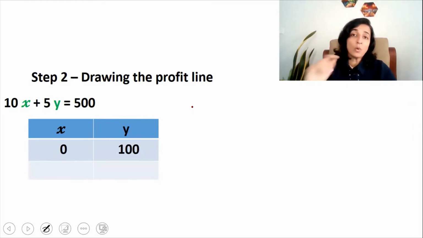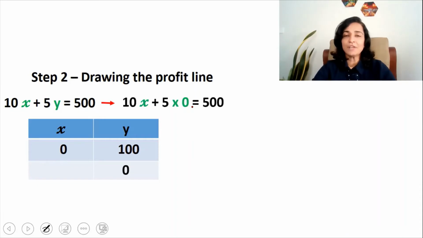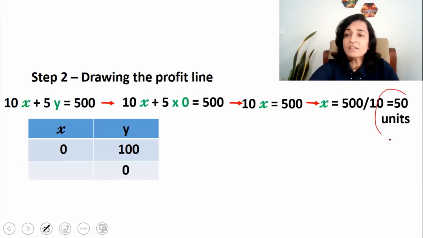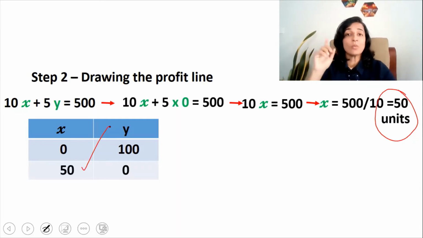Now we have to assume when Y is equal to 0, what is X? So substituting Y as 0 in the above equation, you get 10X plus 5 into 0 is equal to 500, or 10X is equal to 500, X is equal to 500 by 10, that is 50 units. Now we key in the value of X in this table. So X is 50 units when Y is 0. So we got the 2 points.